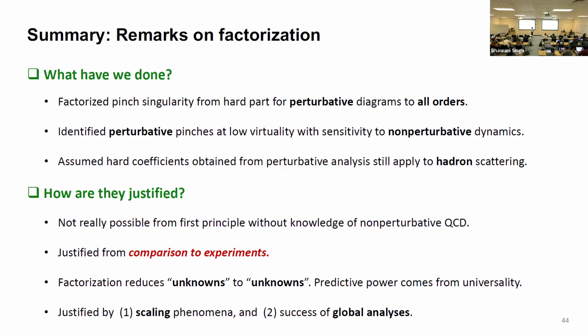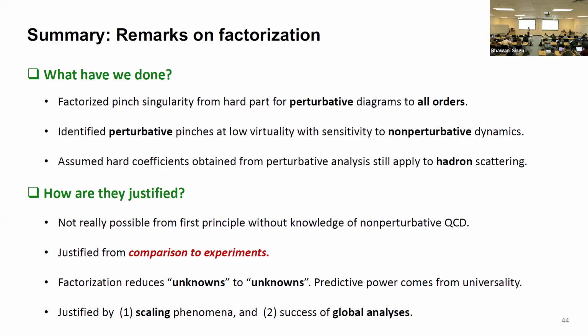And in doing this, we are implicitly identifying the perturbative pinches at low virtualities with the sensitivity to non-perturbative dynamics. And also, we assume that the hard coefficients we obtain from the perturbative analysis apply also to the hadron scattering in the full QCD. Those can be regarded as the basic assumptions of factorization. But now, are they justified? And how are they justified? Because we are using perturbative method to treat the non-perturbative or full QCD, it's not really possible to justify the assumption from first principles if you do not know anything about non-perturbative QCD, and we still don't know this to this day. And therefore, this has to be justified from the comparison to experiments.